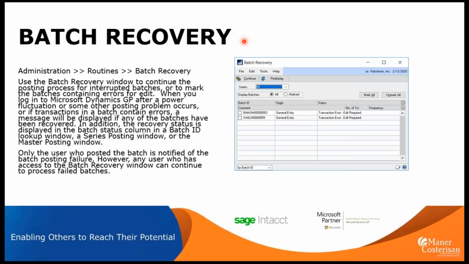But generally, you can come to this batch recovery window and recover the batch, go to the module in which you were posting it, and print your posting journal to see what happened. And then you can finish the process.